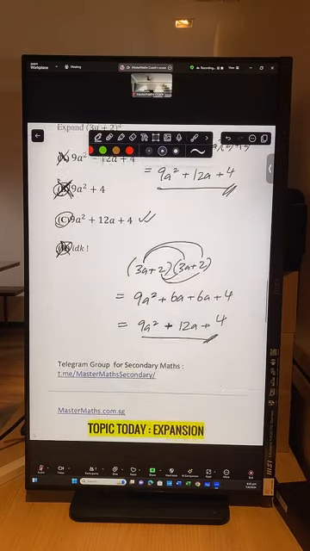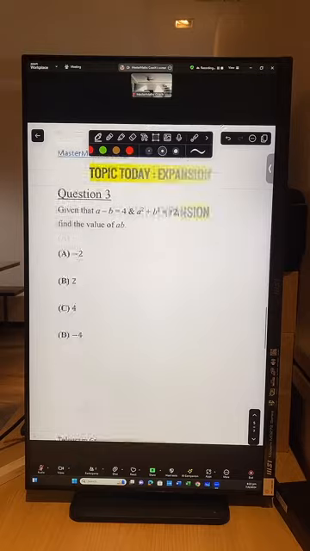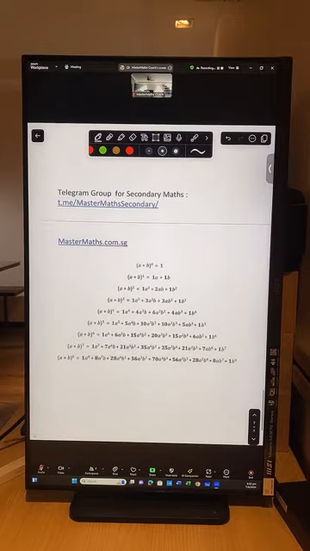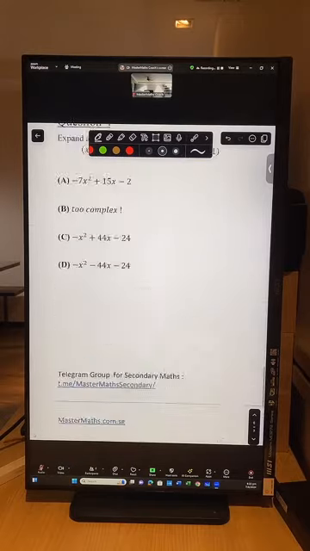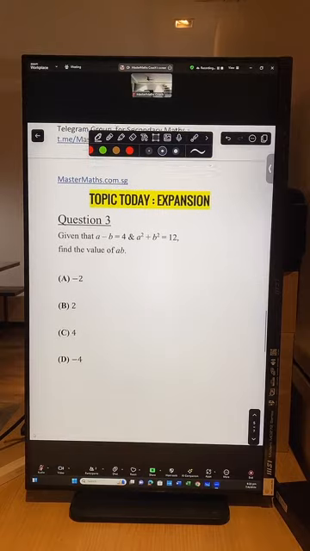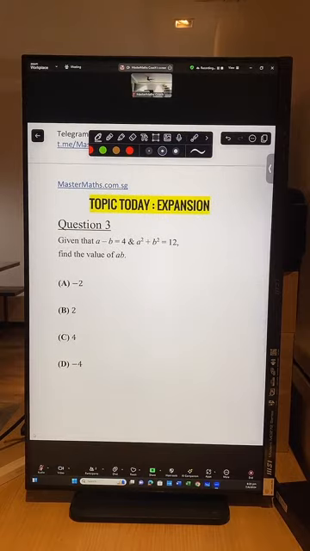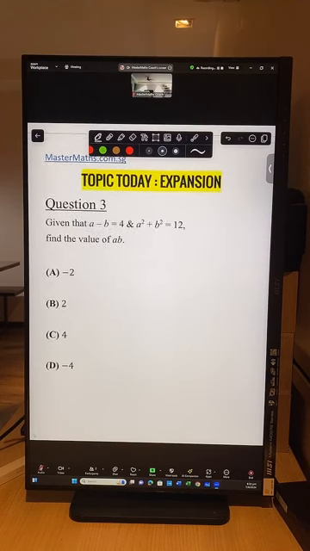Okay, let's move on. How many questions do we have today? Okay, we got 2 more questions. Finally we got one slightly harder one. It's an interesting question. Let's see how many of you can answer this one. Given that a minus b equals 4 and a squared plus b squared equals 12, find the value of ab. Let's see if y'all can do this.